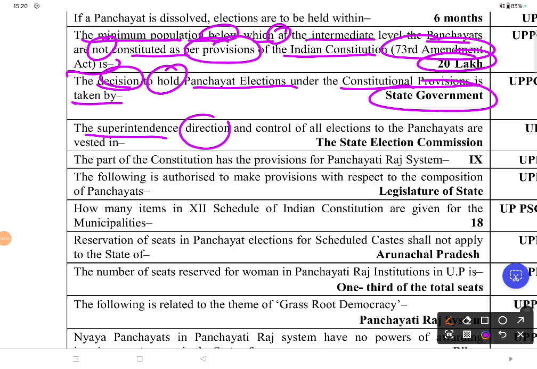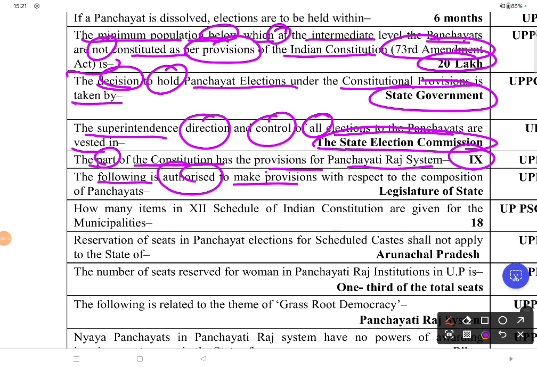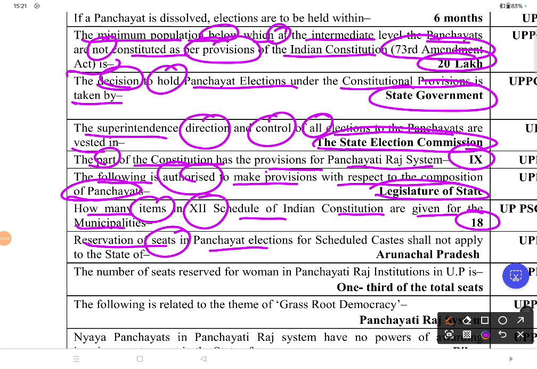The superintendence, direction and control of all elections to the panchayats are vested in the State Election Commission. The part of the Constitution that has the provisions for the Panchayati Raj system is Part 9. The following is authorized to make provisions with respect to composition of panchayats: legislature of the state. How many items in the 12th Schedule of the Indian Constitution are given for the municipalities? 18. The reservation of seats in panchayat elections for scheduled castes shall not apply to the state of Arunachal Pradesh. The number of seats reserved for women in Panchayati Raj institutions in UP is 1/3 of the total seats.